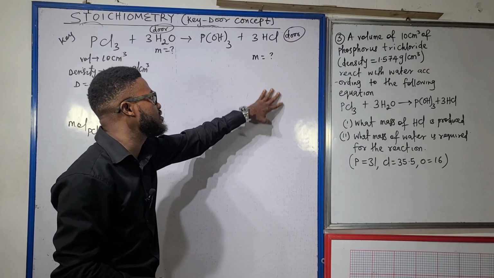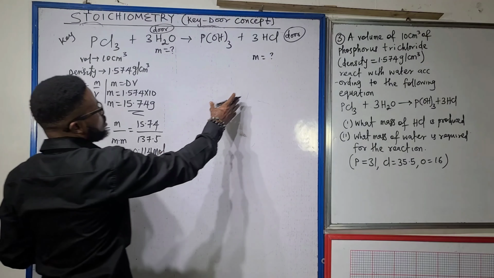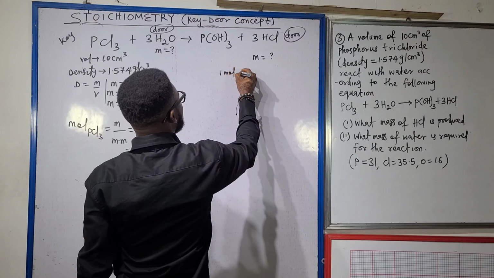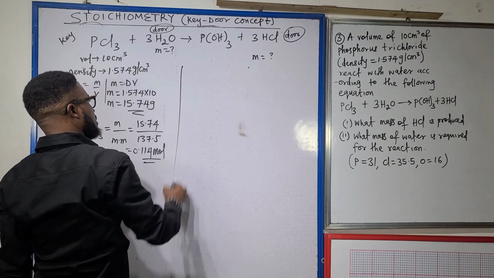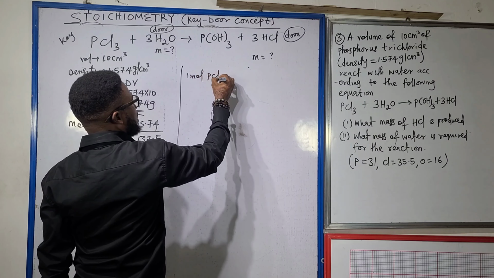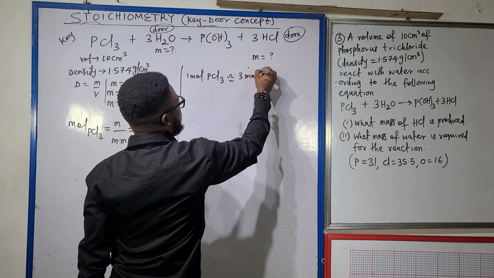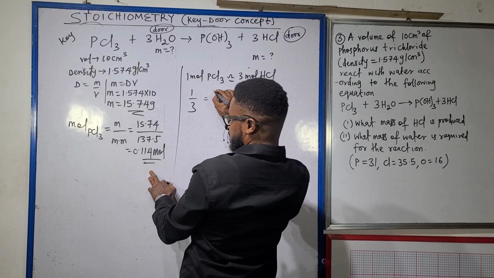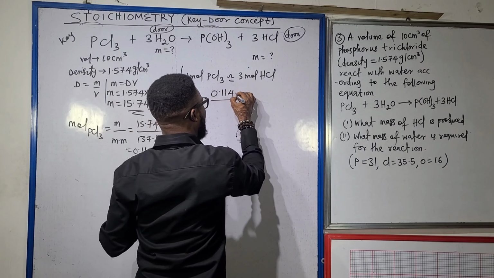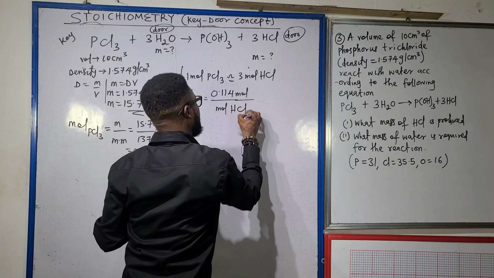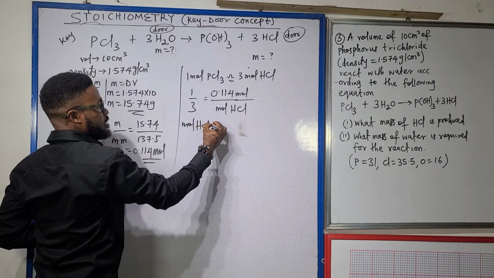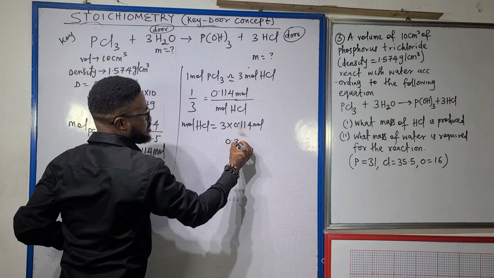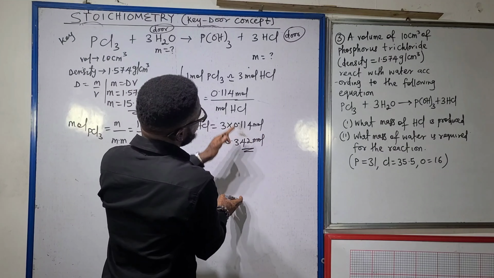Now that I have done that, it should be very easy for me to unlock this. In trying to unlock this, I should be saying 1 mole PCl3 is equivalent to 3 mole of HCl, so if I say 1/3, that's mole of PCl3, 0.114, divided by mole of HCl. In that case, the mole of HCl is going to be 3 times 0.114 mole, and that should give me 0.342 mole. But I was not told to look for the mole, I was told to look for the mass.